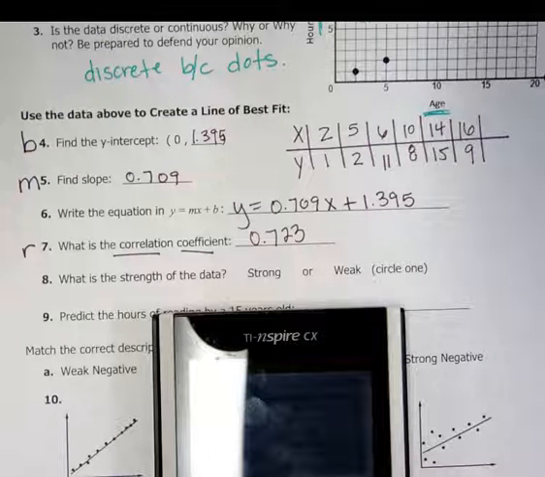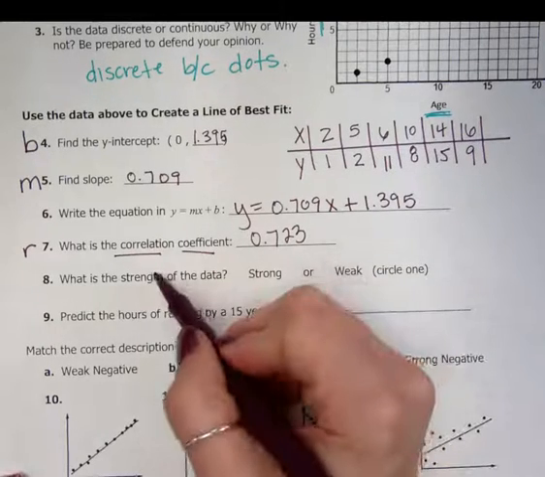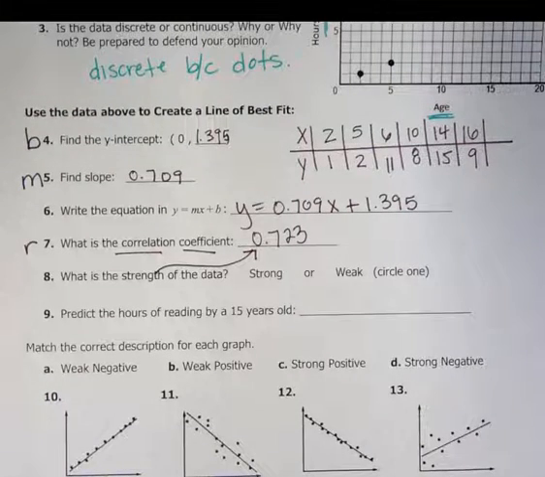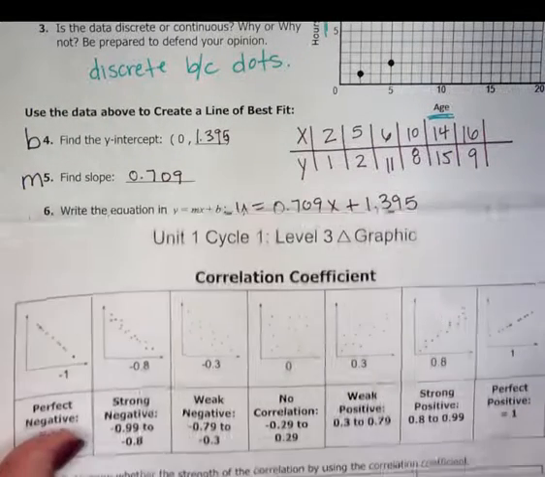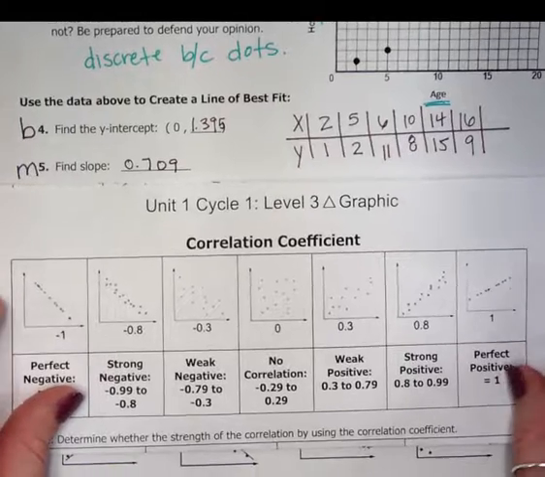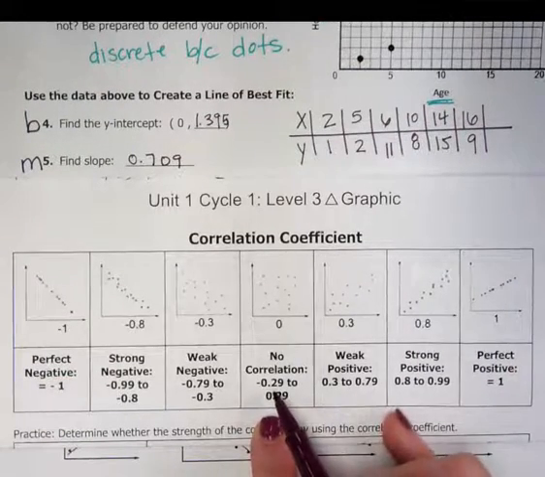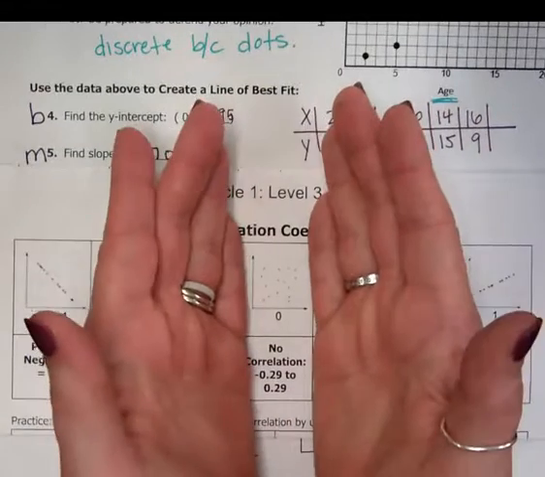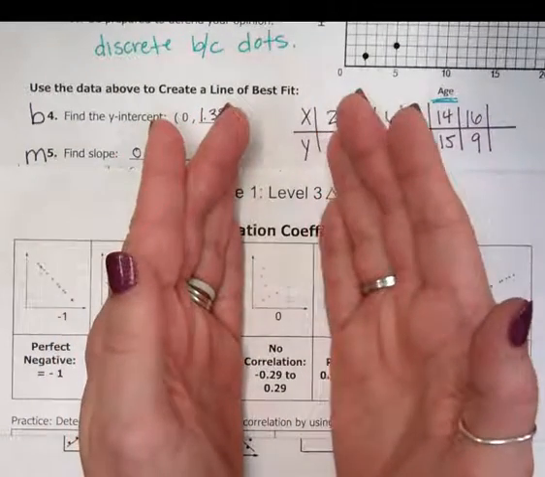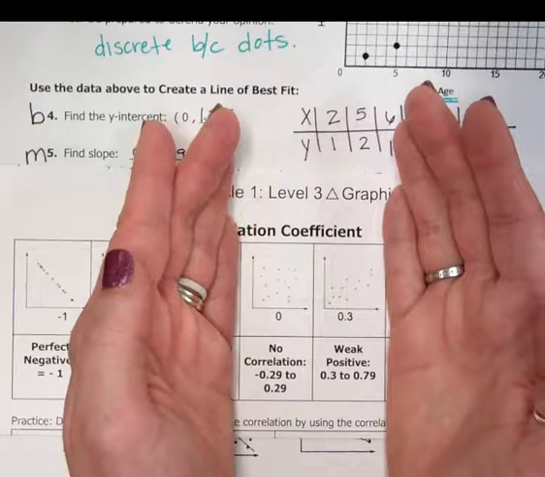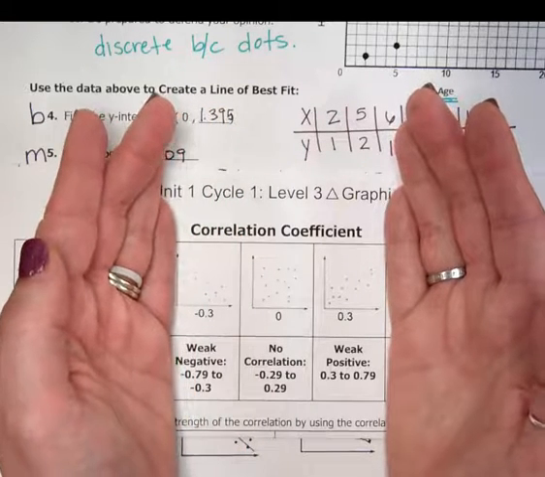All right, so now we're all the way down to question number 8. What is the strength of this data? We have to answer this based on our correlation coefficient. Visibly, we thought it was weak, but we have to know for sure. This is part of our notes that we learned. Anywhere from negative 0.29 to 0.29, no correlation. From 0.3 to 0.79 in the positive direction or 0.3 to 0.79 in the negative direction is considered weak.